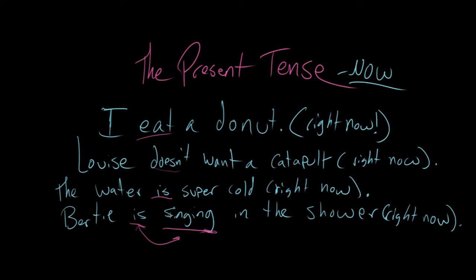So yeah, those are two of the ways to form the present. If the verb is kind of unadorned, if it's kind of plain, I eat a donut, not I was eating a donut, or I ate a donut, or I will eat a donut, just I eat a donut. If it's just sort of on its own, like this, it's probably going to be in the present tense. Likewise, if you see the word is and then ing, that also means it's in the present tense. That's what you got to know about the present tense.